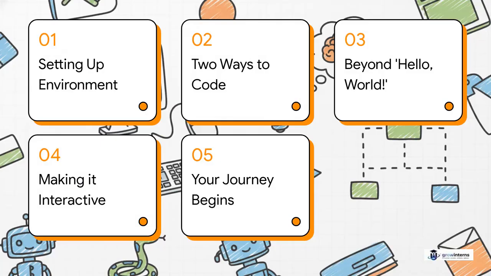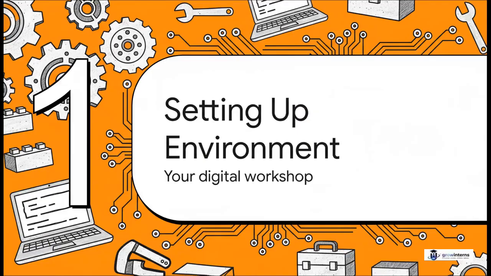Okay, so here's the game plan. First, we'll get your environment set up, your digital workshop. Then, we'll look at the two main ways to write Python code. After that, we'll build out our first real project structure, make it interactive by building a little chatbot, and then we'll wrap up by looking at where this journey can take you next. All right, section 1, setting up your environment.